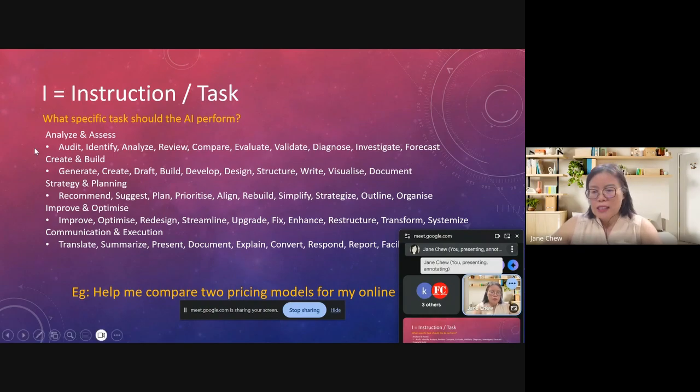The first is we ask them to analyze or assess a certain report. Or ask them to create or build something. Ask them to be like a strategy thinker, give you recommendations, suggest, plan, prioritize, help you to improve certain processes, improve a certain proposal. All these examples of communication, I think we are all very well versed with. Write the email for me, write the WhatsApp reply for me. All these things can be done by ChatGPT or AI tools very well. Okay, so this is instruction.